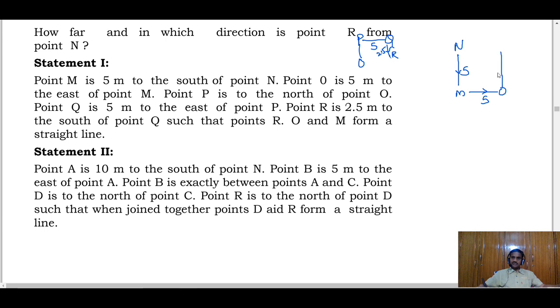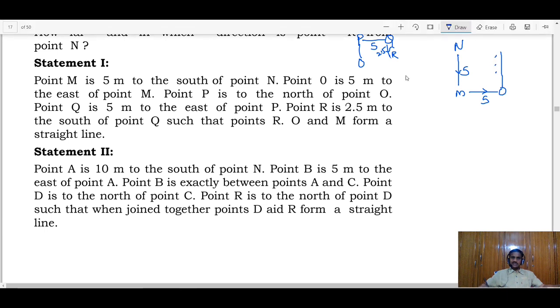P can be at any one of these places north of O. Q is 5 meters to the east of P. R is 2.5 meters to the south of Q. R, O and M form a straight line.